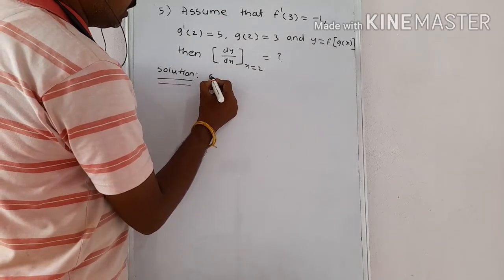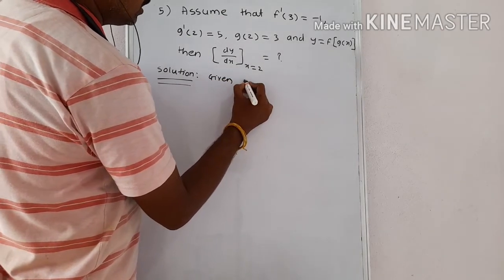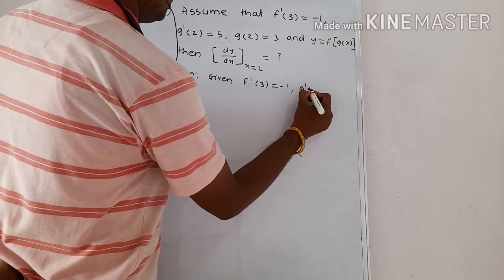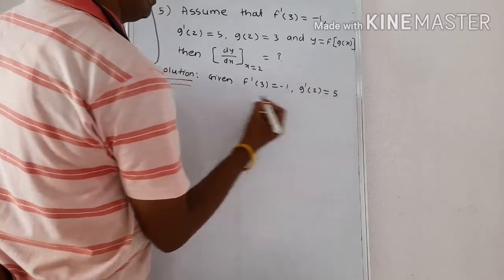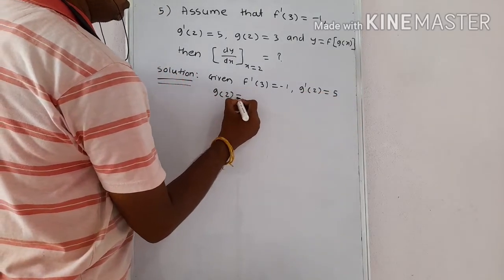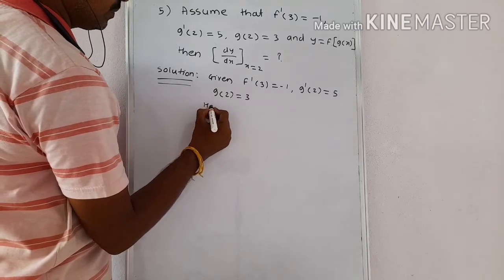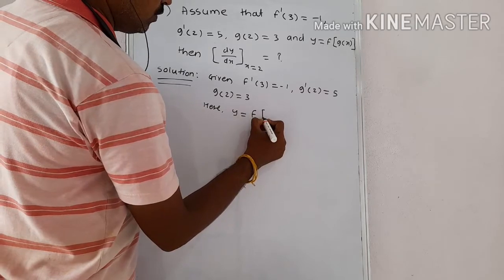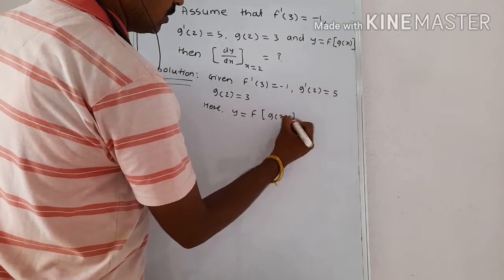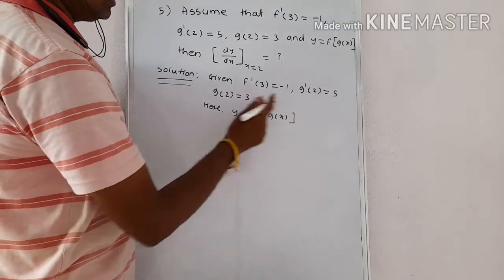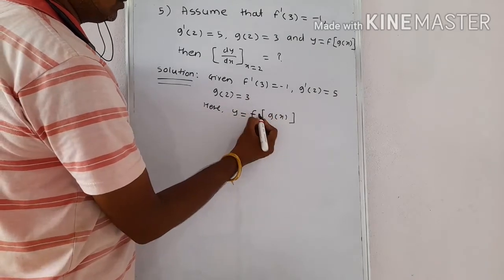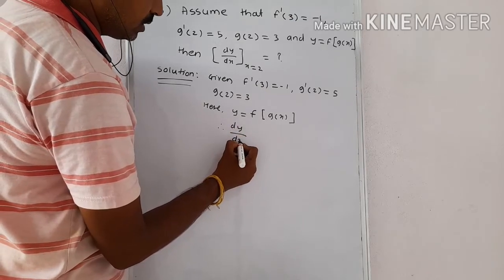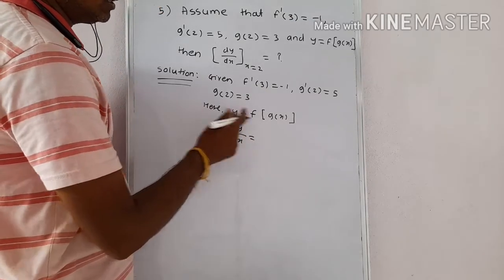First we have to write the given information: f dash of 3 equal to -1, g dash of 2 equal to 5, and g of 2 equal to 3. Now, what is the formula for the function? y equal to f of g of x. Now we want to calculate the derivative of this formula. Therefore, we have to differentiate this formula.